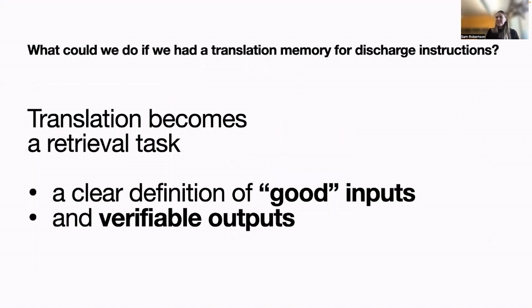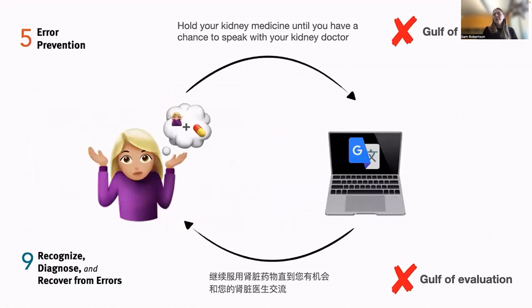Okay, so summarizing, what could we do if we had a translation memory for discharge instructions? Showing you the translation when it becomes a retrieval task gives us a much clearer definition of what a good input is, and it gives us the ability to verify it. Going back to this model that I started with at the beginning, where I introduced the gulf of execution and the gulf of evaluation, and we saw that machine translation models alone are not very well designed for helping you prevent errors or recognize, diagnose, and recover from them.